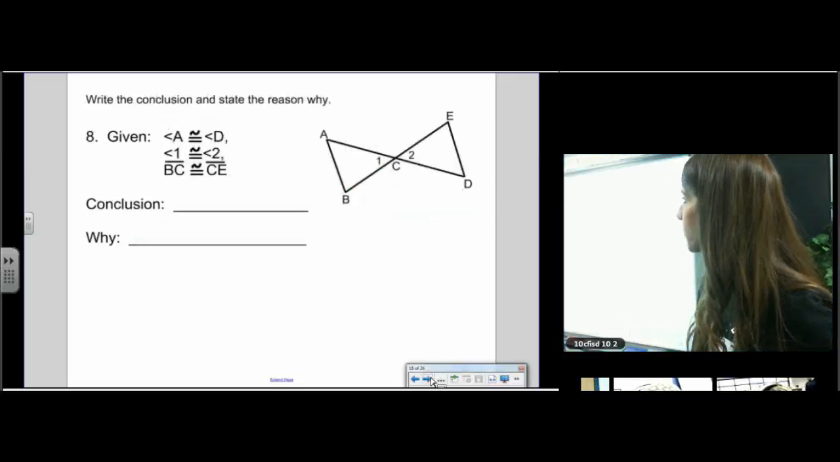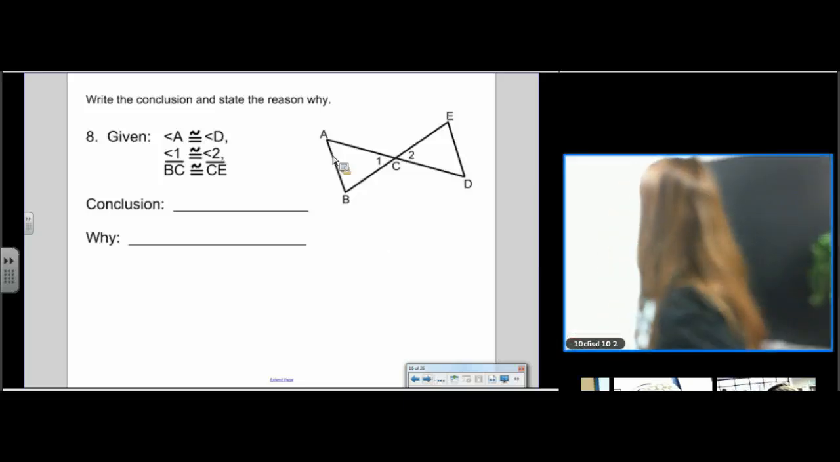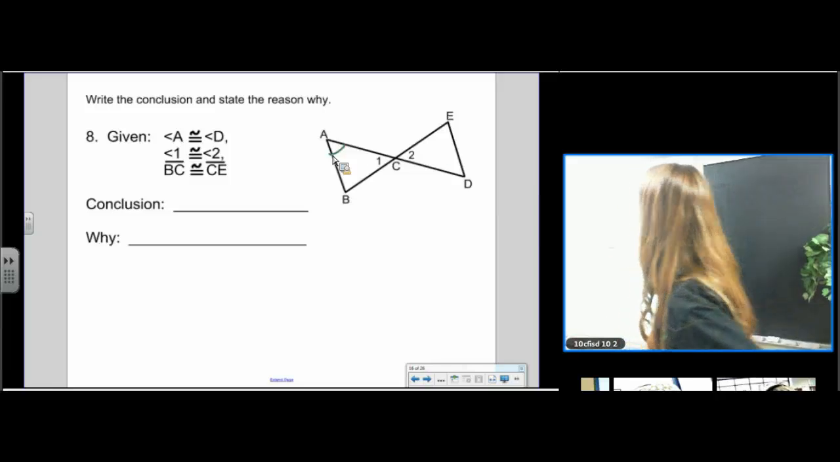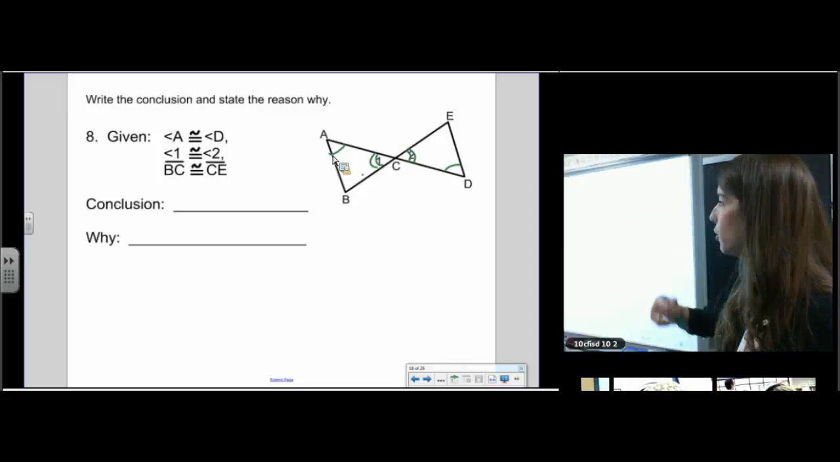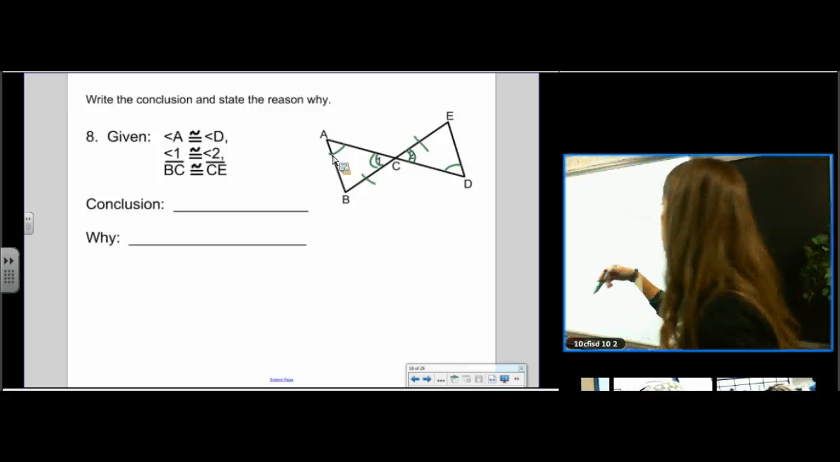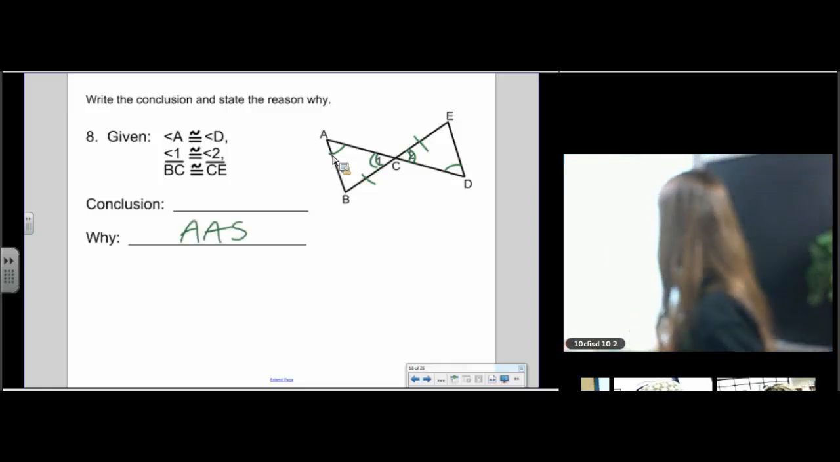Ooh, I said that was the last one. I'm sorry. Let's do this last one. Angle A is congruent to angle D. Angle 1 is congruent to angle 2. BC is congruent to CE. The conclusion is that the triangles are congruent, and the reason is angle, angle, side, right?